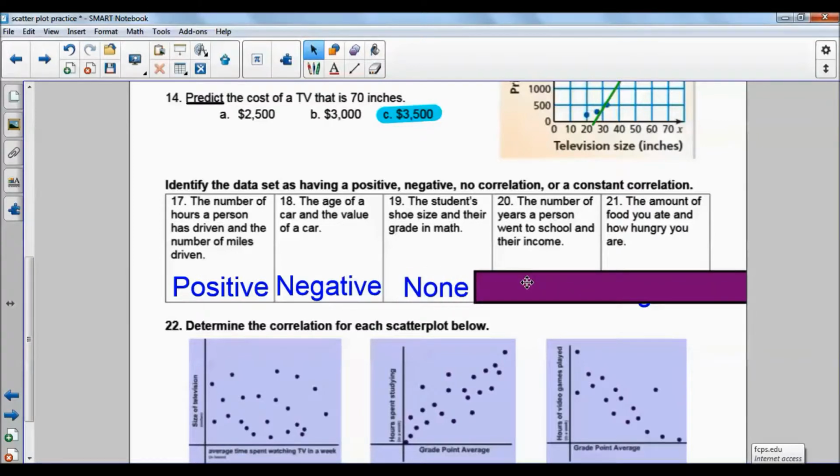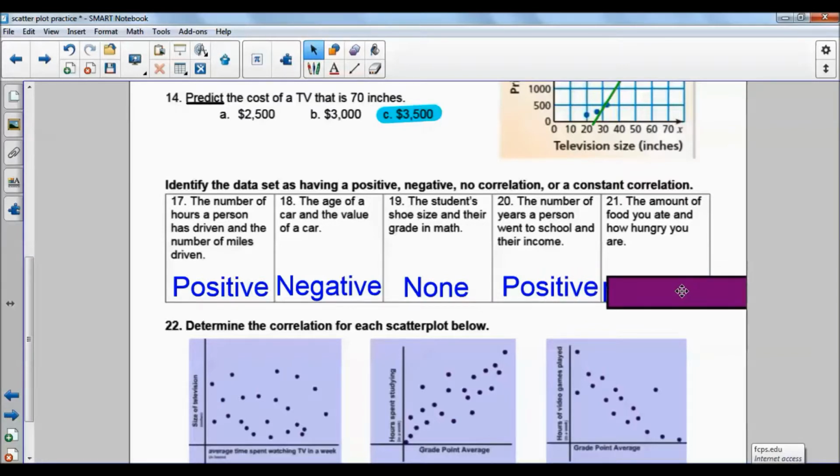The number of years a person went to school and their income. The more you go to school, the more money you're going to make, right? If you're becoming a doctor, a lawyer, or some of those things that require extra schooling, you're going to make more money than everyone else. So that is a positive correlation. And then the last one, the amount of food you ate and how hungry you are. Hopefully the more you eat, the less hungry you get, so that's going to be a negative correlation.